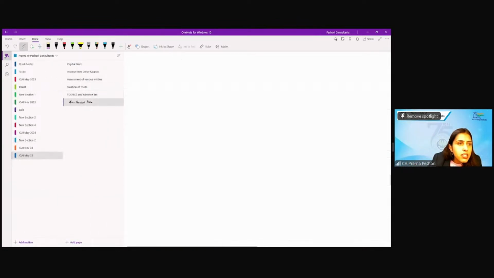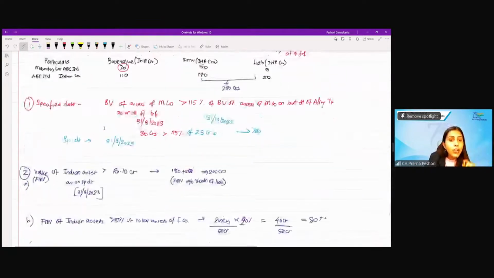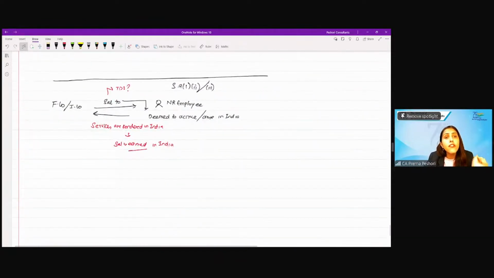Are you getting this? This is how a question will test you in the examination, and you have to link and study. Only when you link and study will you be able to answer these questions. So here, section 192 and not 195. Are we clear about this point? So that is about salary deemed to accrue or arise in India.